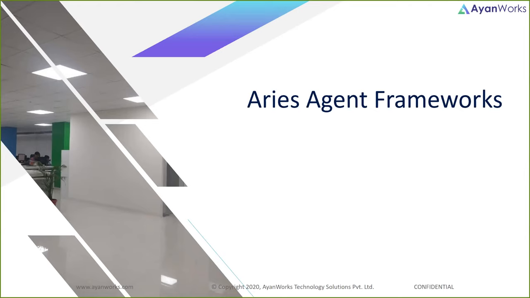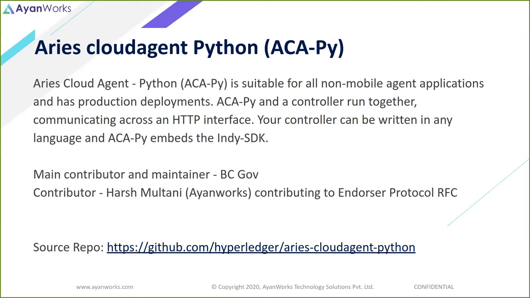The couple of frameworks that are there are Aries Cloud Agent Python. It's an agent that is written in Python, and it can be used for any non-mobile agent scenario. It's a cloud agent basically used for issuers, verifiers, or storing of the credentials. It can be used as an enterprise edge agent as well. The main contributor is the BCGov. We are contributing to one of the RFCs, a protocol needed for deployments, for endorsing the transactions. You can go to the GitHub of this framework as well.